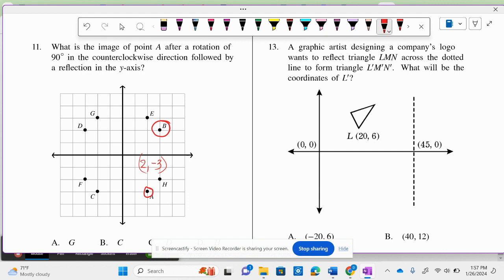Okay. So now we're going to reflect it over the y-axis. So it's 3 units to the right of the y-axis. If I go 3 units to the left, it ends up at point D.